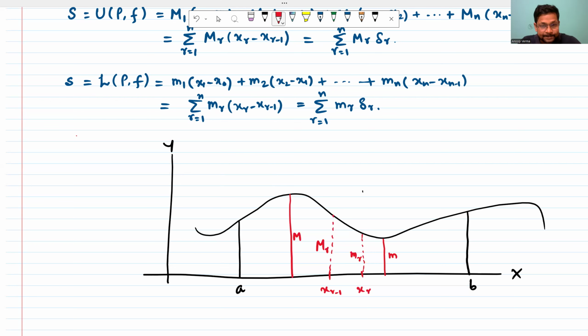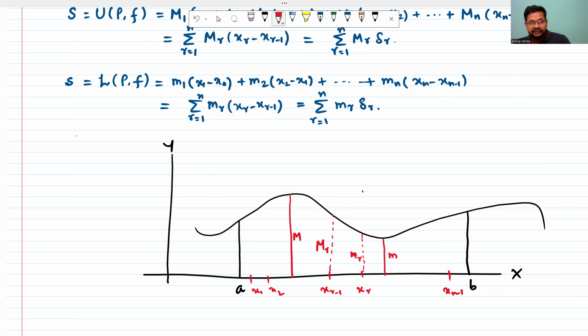Okay. So we have somewhere x1, x2, and so on. Here somewhere this is xn minus 1. So this is some pictorial representation of what we are doing. We are just multiplying this supremum or infimum with the length of the interval. Okay, and then we take the sum over each interval.